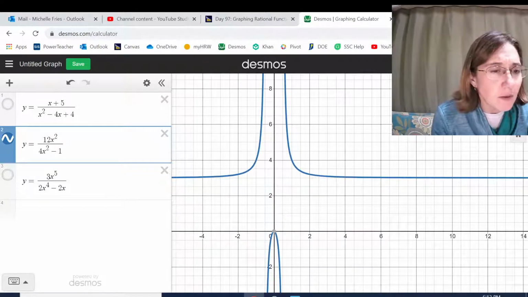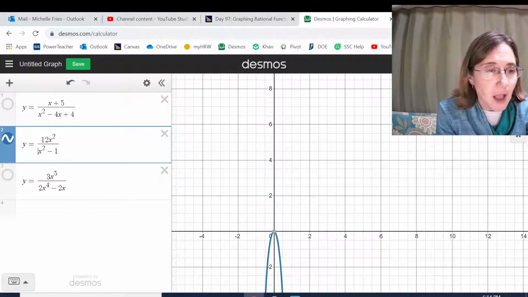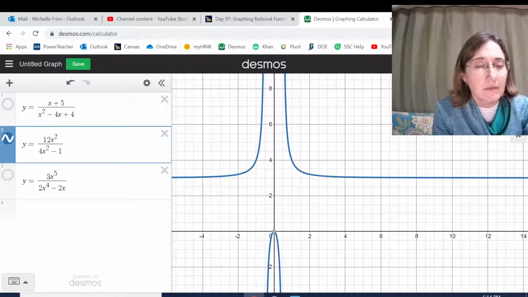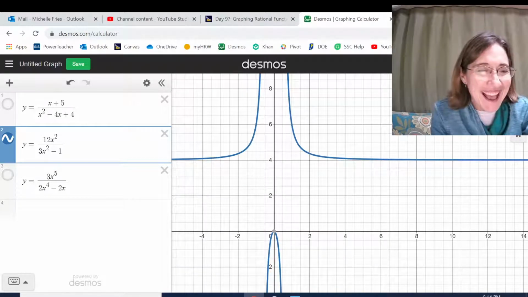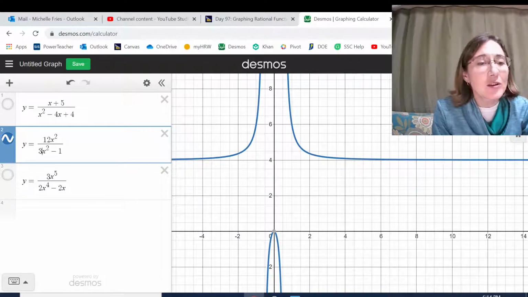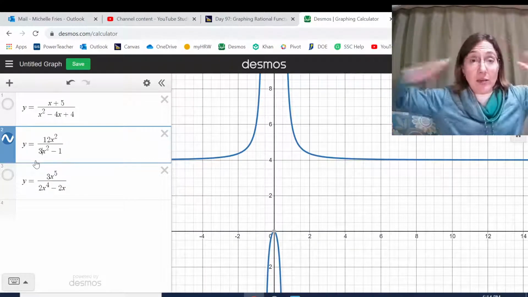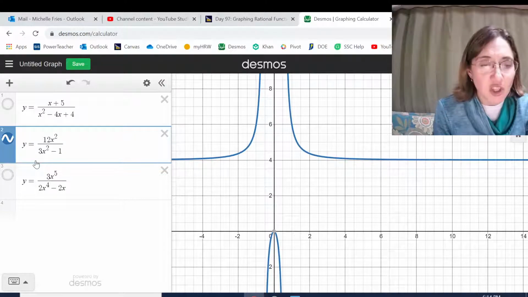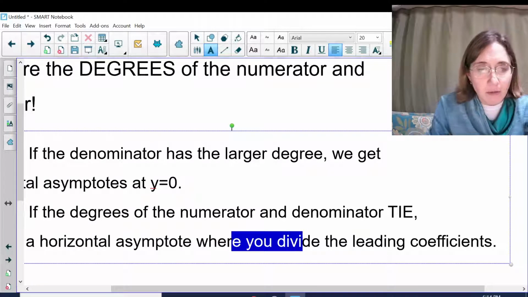Okay, so let me do one more just to prove it to you. Let's say I had 12x squared divided by, how about 3x squared? So now we still have a tie with the degrees. I look in front of those for the leading coefficients. 12 divided by 3 is 4. And do you see the horizontal asymptote happening where y equals 4? Okay, so that's what you do when you have a tie for the degrees.